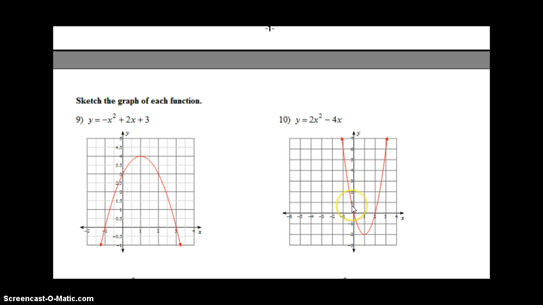For number 10, if we factor, our x-intercepts are 0 and 2, and our y-intercept is also 0 because there's no plus c term here. It's just 0. As for our vertex, it is 1, -2. You find it the same way as you found the one before.